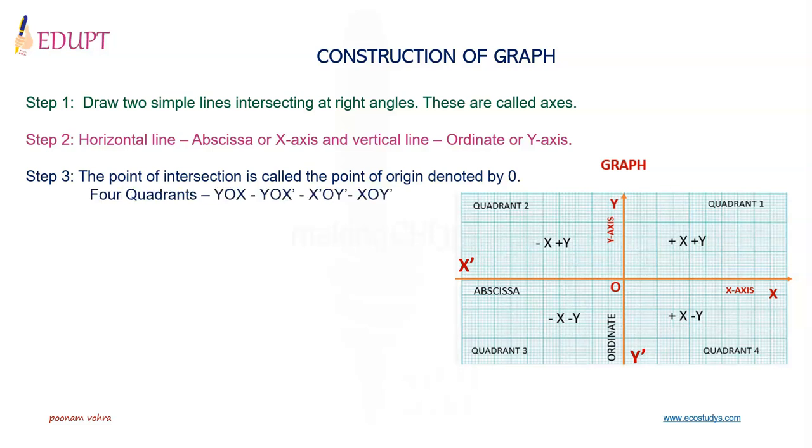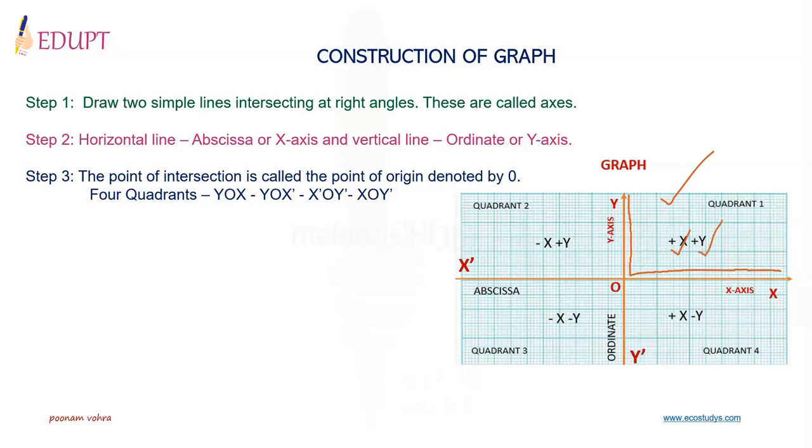And you find that there are four quadrants. First quadrant is YOX. This is the one. Here you find both the values of x and y have been shown as positive. That means only positive values of x and positive values of y can be plotted.